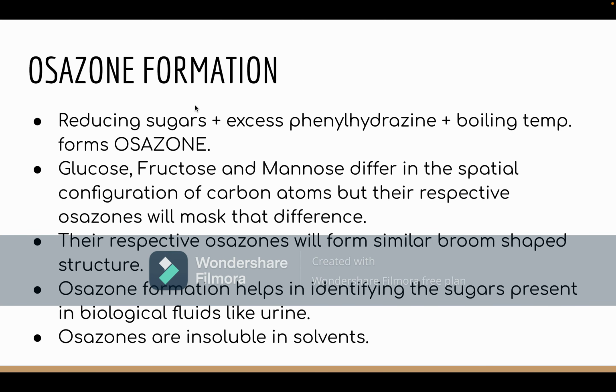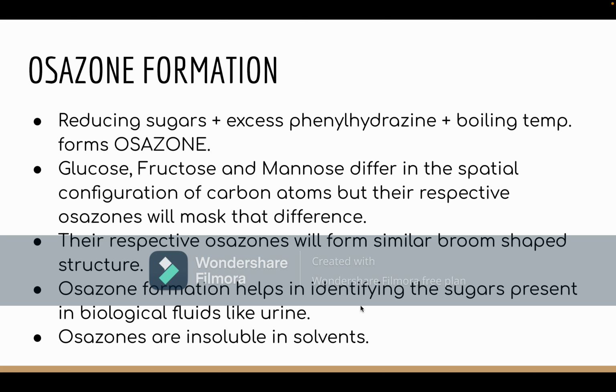Now, osazone formation. In osazone formation, the reducing sugars react with excess of phenylhydrazine under boiling temperature at mild alkaline conditions to form osazone. Now, glucose, fructose, and mannose, which are 3 sugar molecules, differ in the spatial configuration of the carbon atoms, but all of this difference is masked after the formation of the respective osazones, because the osazones of glucose, fructose, and mannose have a similar broom-shaped or needle-shaped structure.